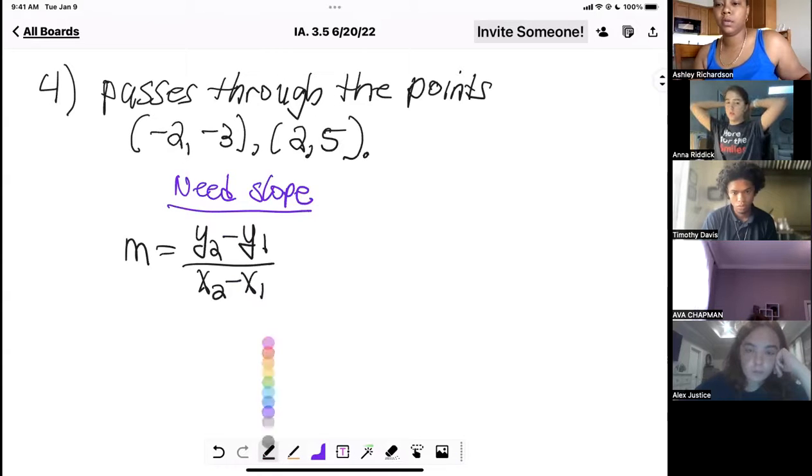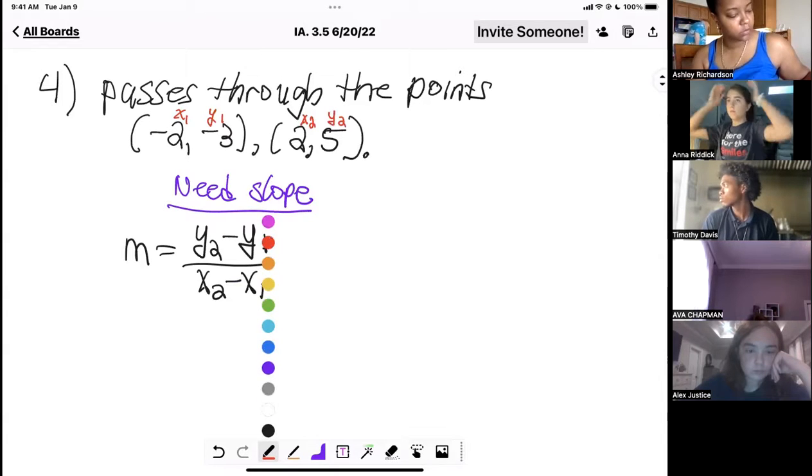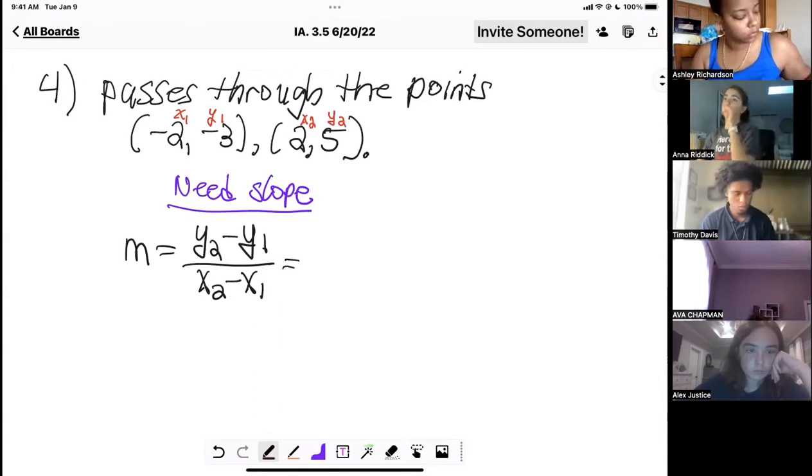So let me mark my points up top. This is my first X. This is my first Y. This is my second X. This is my second Y. And I'm just going to plug them in and simplify, and we will have our slope.